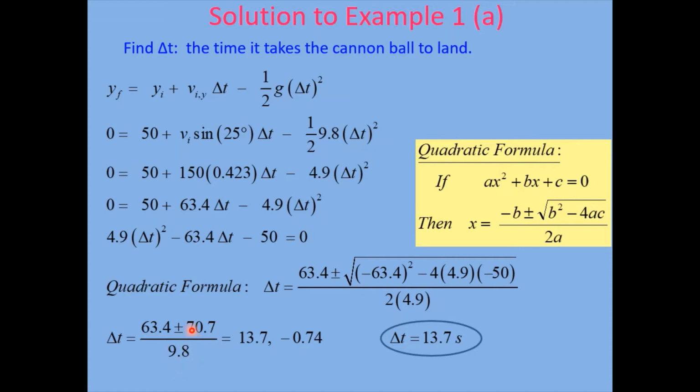So remember, there are always two solutions in solving a quadratic equation. One of them has the plus sign and the other has the minus sign. So when you do the plus here, you end up with 13.7 seconds. When you do the minus sign, you're going to get a negative number. And remember, you have to divide by 9.8. You're going to get negative 0.74. Well, we're looking for a time here, so we're going to choose the positive time solution, and that's the answer to this part of the problem.